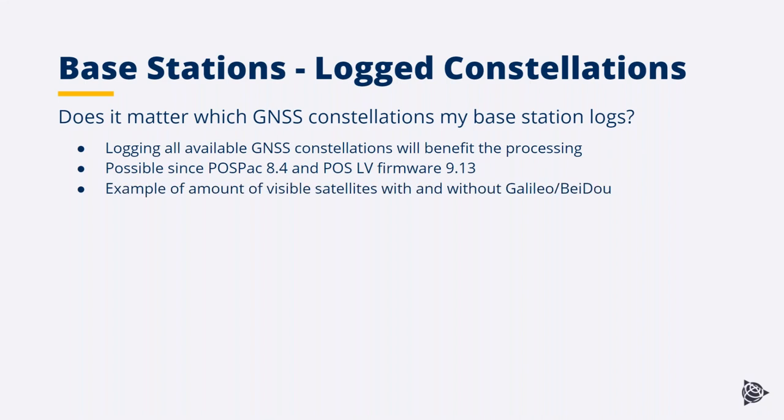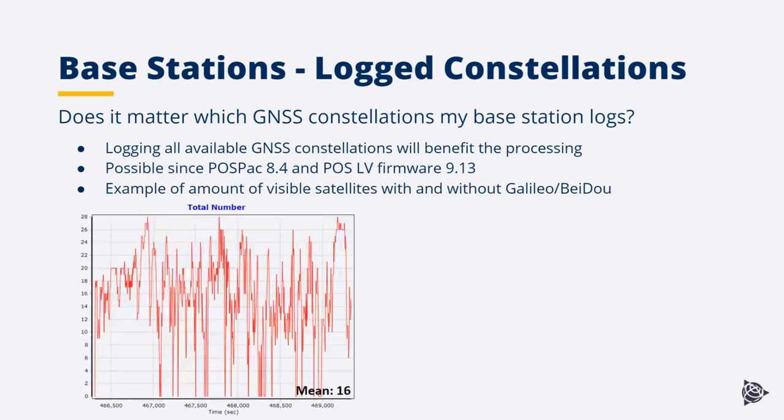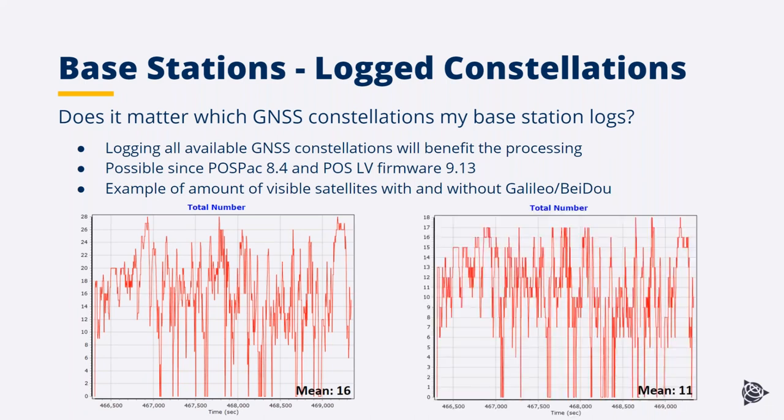I have here an example of the amount of visible satellites with and without Galileo and BeiDou in POSPac. On the left side, you see the number of satellites in the baseline. With Galileo and BeiDou, we get up to 28 satellites, and the mean value is 16. And without, we get a maximum of roughly 18 satellites, and the mean value is 11. So there's quite a significant difference in the amount of satellites here.